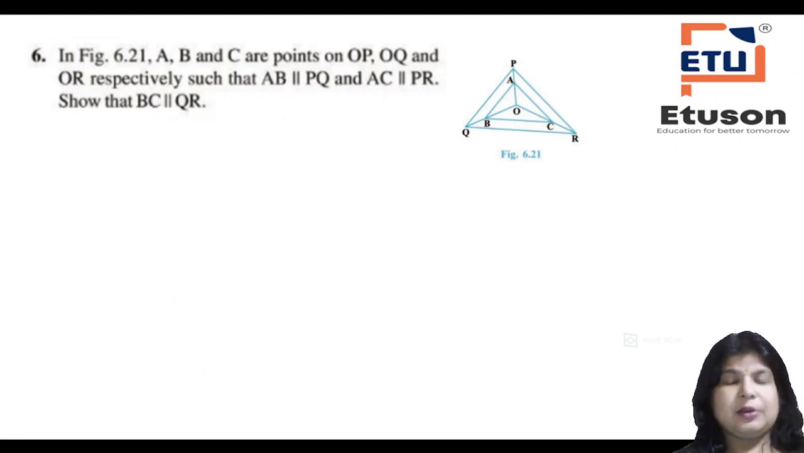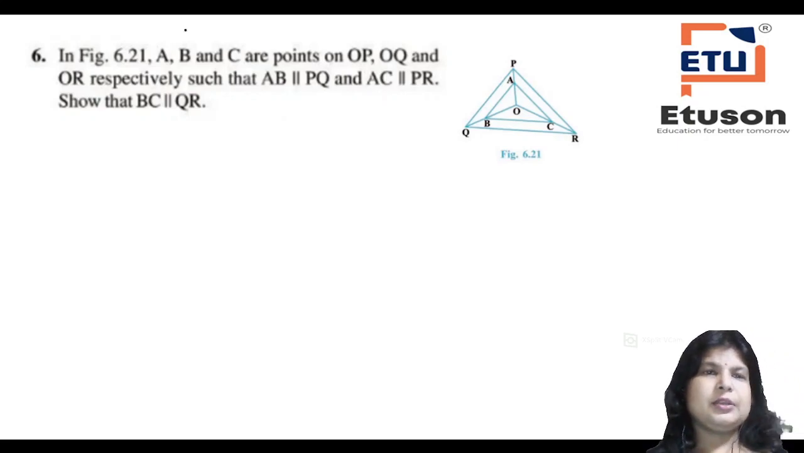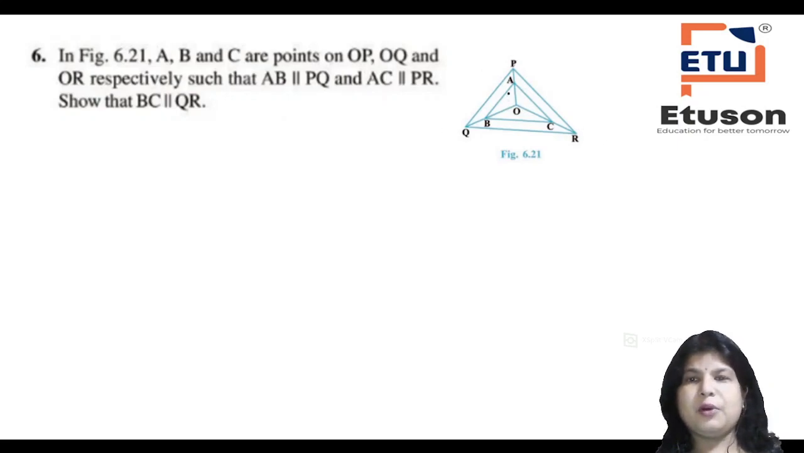So this is question number 6 of your exercise 6.2. In figure 6.21, A, B, C are points on OP, OQ and OR respectively, such that AB is parallel to PQ, AC is parallel to PR, and you have to show that BC is parallel to QR. Okay, so how to proceed then? First, as you can see, there are three triangles formed at the center: one is POQ, another one is POR, another one is QOR. So we will consider these three triangles, and depending on these parallel lines, we will use the theorem and try to prove it.